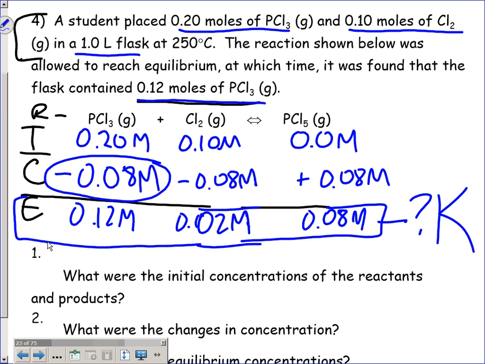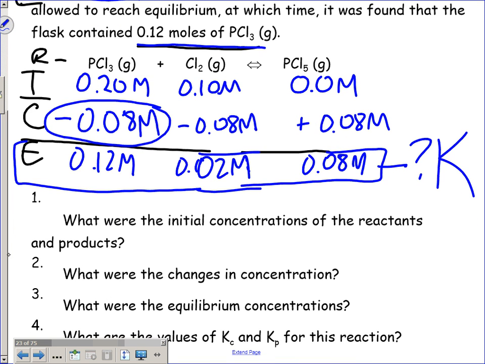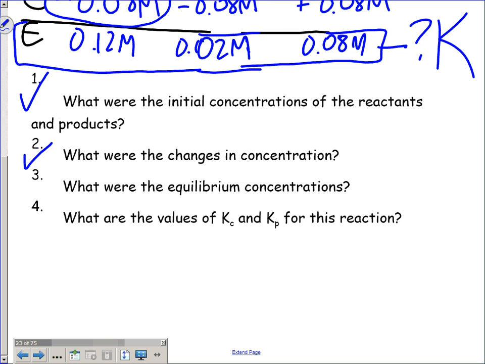All right, so this is our ICE box, and we did it by looking at changes because we knew the final, so we had a chance to just find the C value. Sometimes we don't know that much information, so I'm going to show you that as well. We were able to set the initial concentrations because we did moles per liter. What were the changes? We were able to do that by looking at the initial and the final. What were the equilibrium concentrations? We subtracted and added. If you had to find Kc, you could do that, yes?